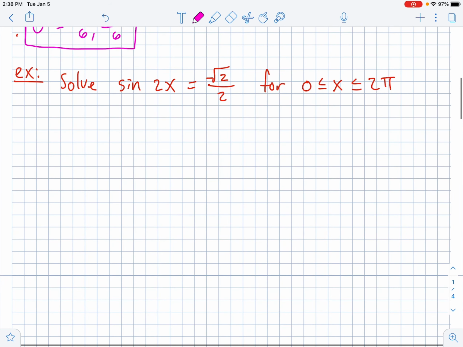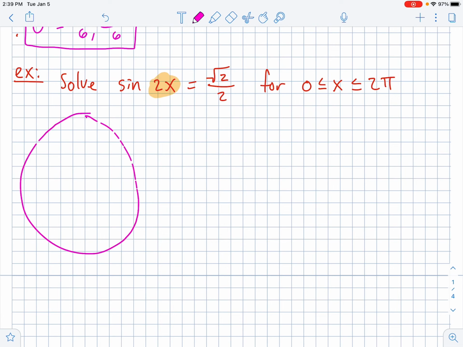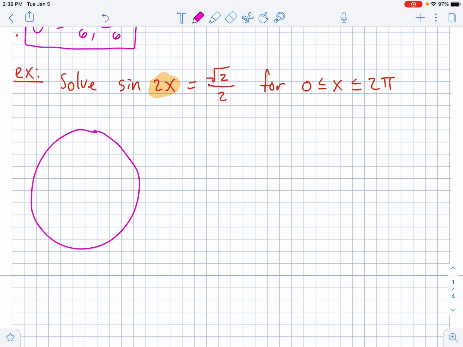Next up, a double angle. Solve sine of 2x equals root 2 over 2 for 0 to 2 pi. Okay. I struggle with how to do this one for you guys because we haven't learned about graphing sinusoids yet. So, okay, let's just talk about it. Let's just pretend this was just an x and solve. Well, if I think on the unit circle, that didn't go very well.